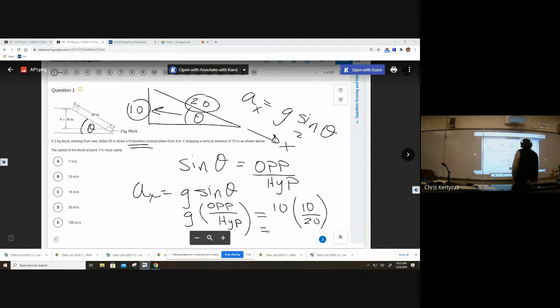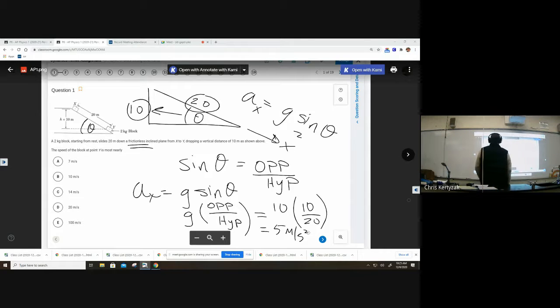So we know that acceleration would be 5 meters per second squared, which tells us that's a 30-degree angle, because sine of 30 is half, since the ratio of opposite to hypotenuse is a half. So once you have the acceleration, you can then move forward with answering their question. Their question asked for the speed at the bottom of the ramp.